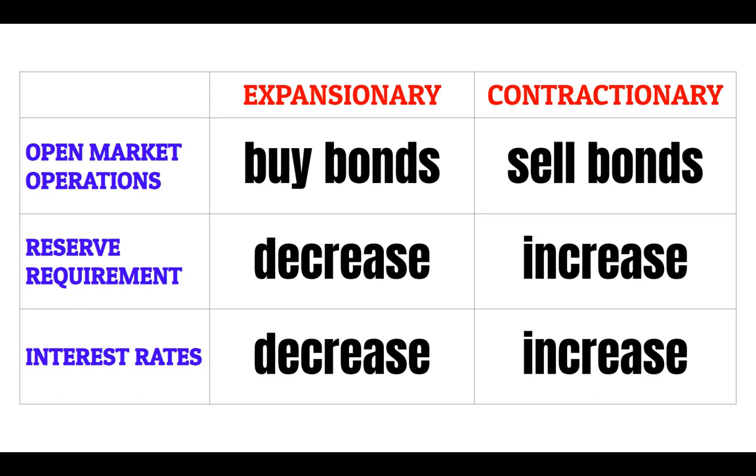To contract the economy, we would sell bonds to banks. It's always the Fed doing the buying or the selling, okay? So if we sell bonds to the bank, they're going to have a bond in their vault instead of cash. Therefore, the money supply will become smaller. We would increase the reserve requirement. So again, they would have less money to loan out and more money in their required reserves. We would also increase interest rates so that way it would cost people more money to borrow.